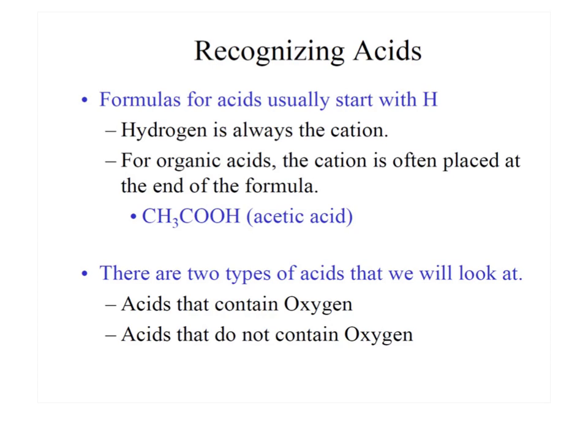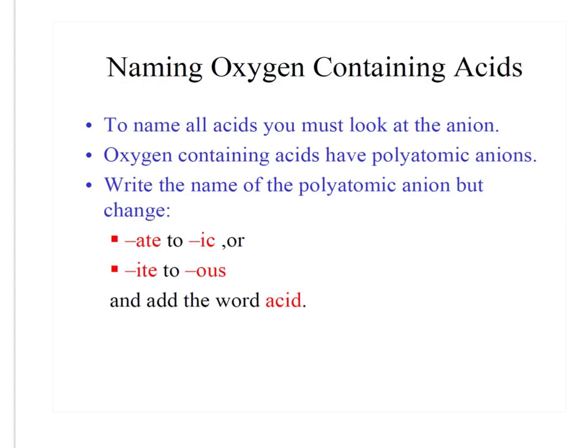All right, acids. So usually acids start with H. Hydrogen is always your cation. For organic acids like acetic acid, your H is at the end. There are two types of acids that we'll look at, ones that have oxygen and ones that don't. If they have oxygen in them, the oxyacids, you're going to change -ate to -ic or -ite to -ous and add acid.